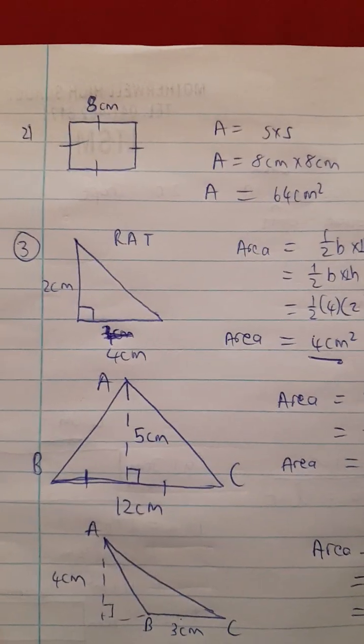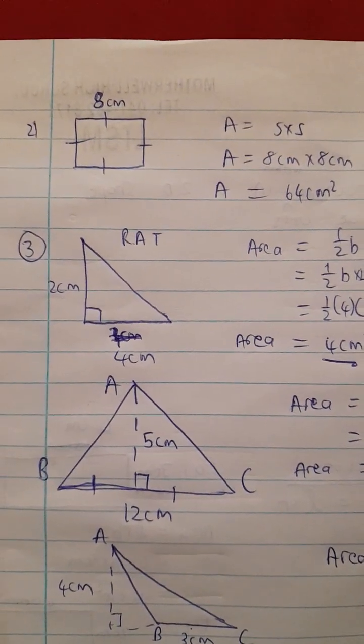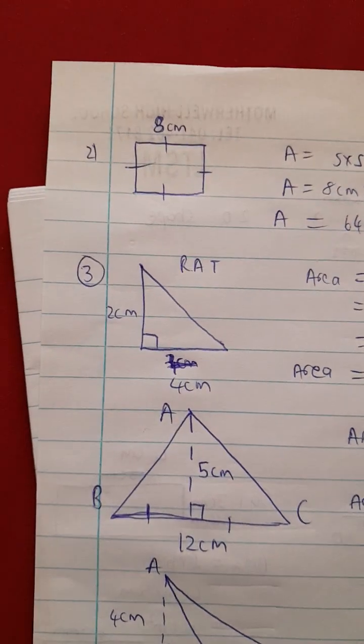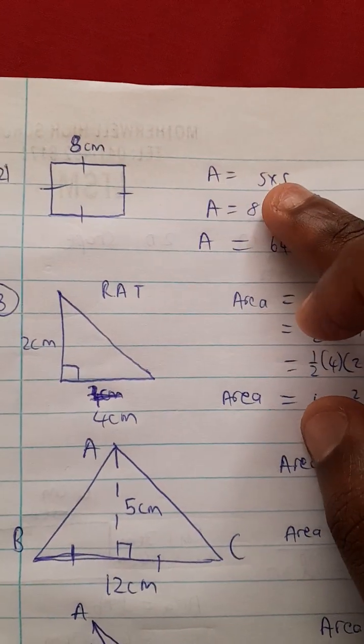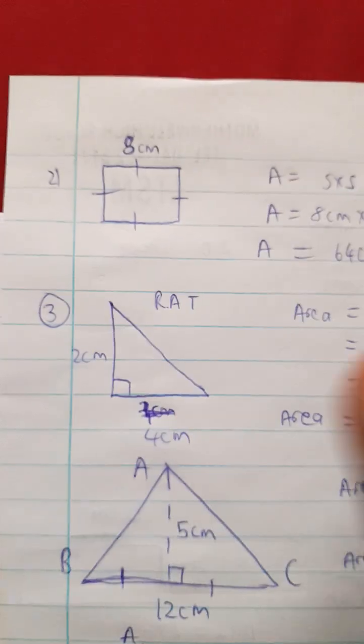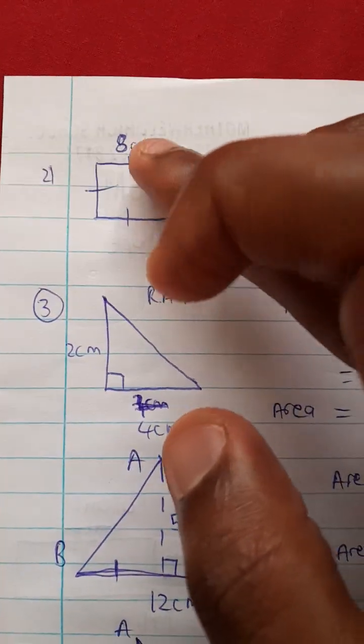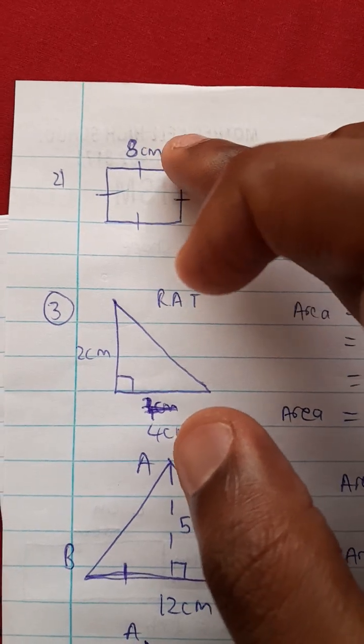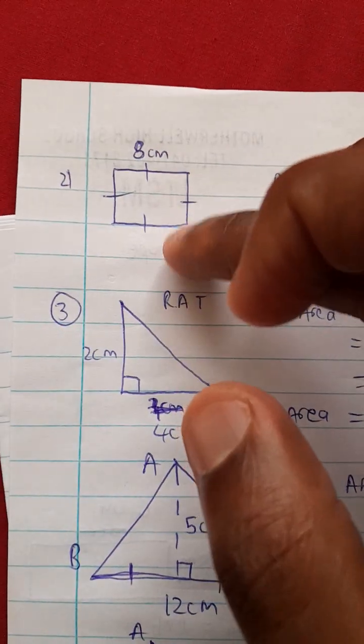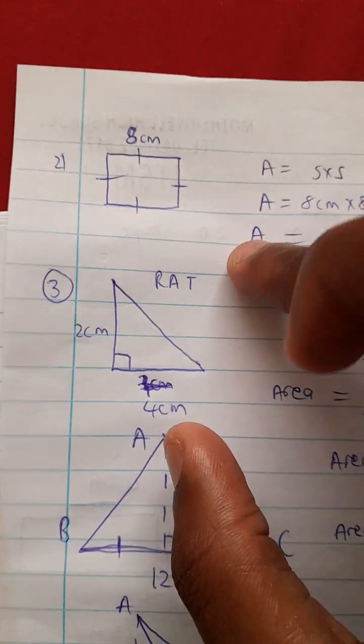Okay, moving right along. Now we have the area of a square. The area of a square is given by the formula side times side. All four sides of a square are equal. So that means the horizontal dimension here in this case is 8 centimeters. But since all sides are equal, it means the horizontal and the vertical dimension of the square is 8 centimeters.